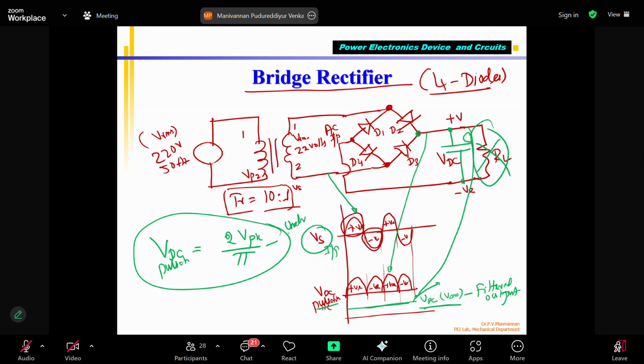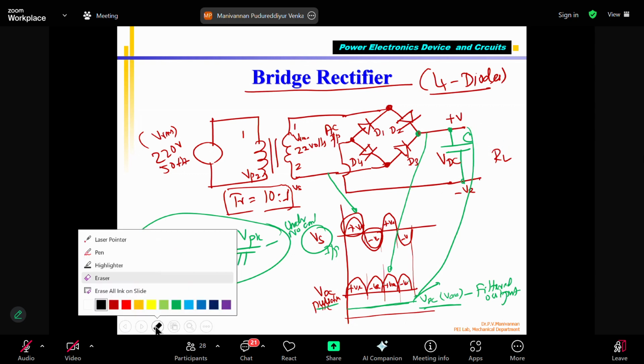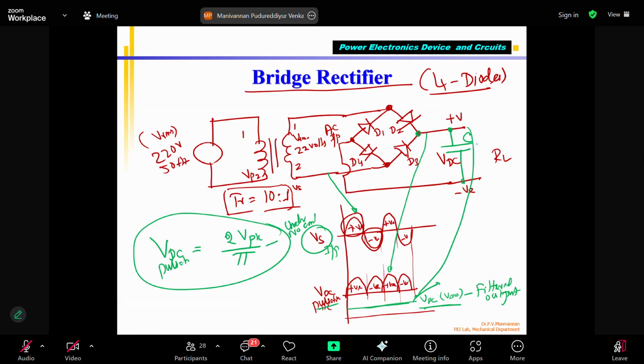Under no load condition. Now, if I connect my load, that means my resistor is connected. I am showing it as a resistor. It can be a motor, it can be a coil, anything. Correct? The RL can be a motor resistance, or a circuit, whatever it may be. I generally represent it as resistor load. So if we use it, VDC with load.